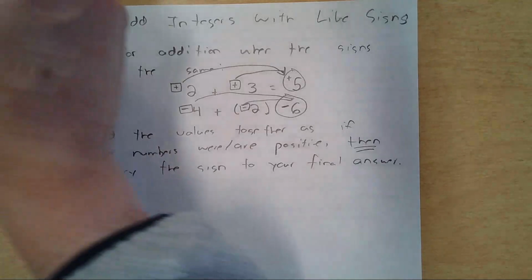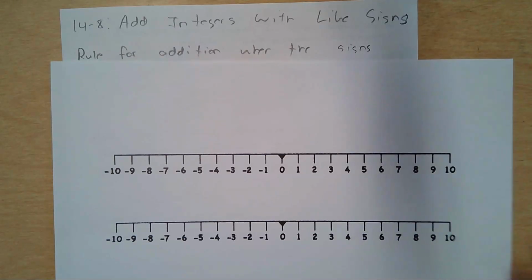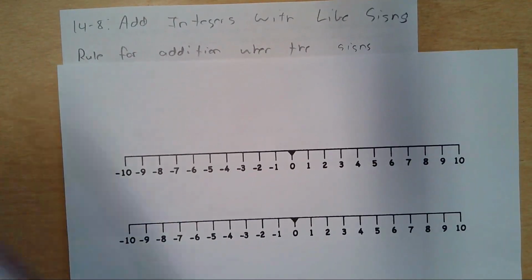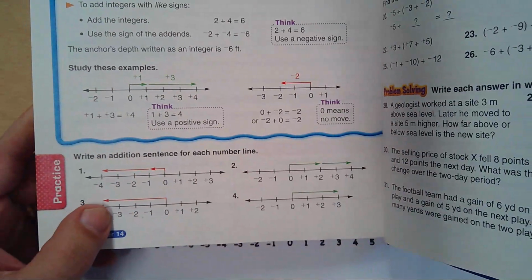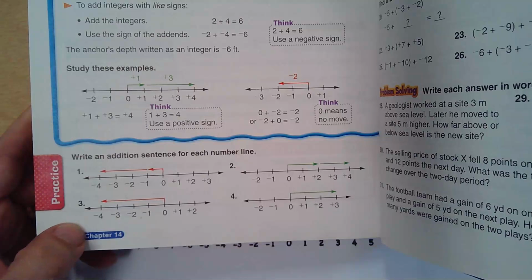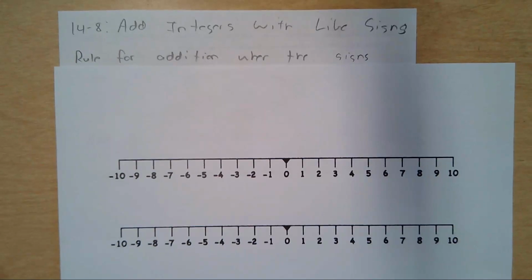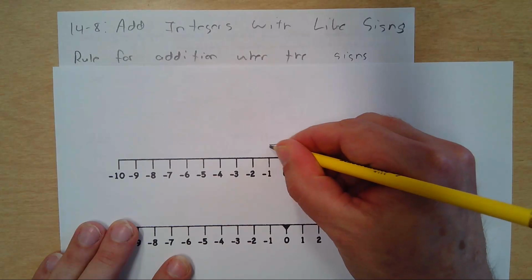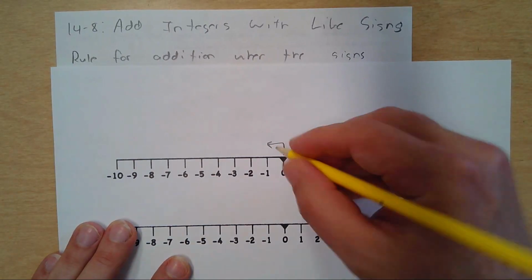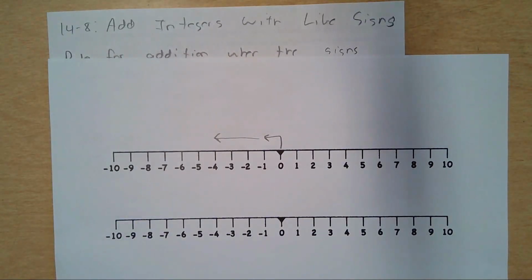So I'm going to show it to you one other way here with a number line. Looking at page 454 here, they have these first four problems that say write an addition sentence for the number line. Okay? So I'm going to do number 1 here. And what they have is this arrow that goes here. And then they have another arrow that goes to there.